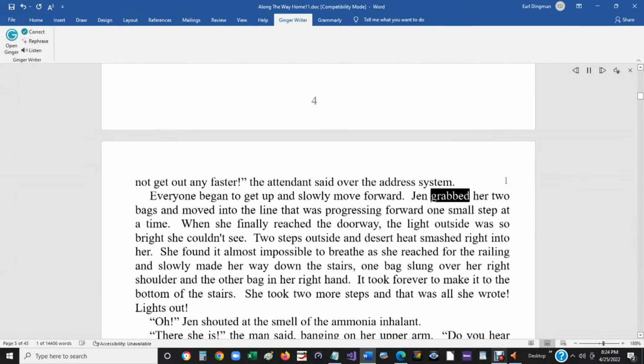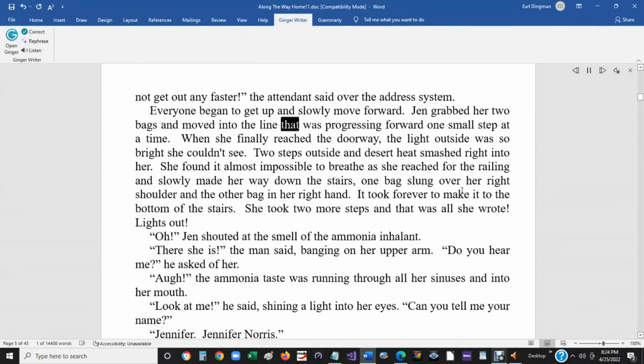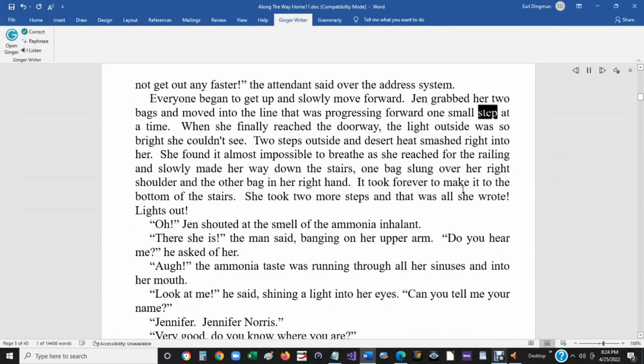Jen grabbed her 2 bags and moved into the line that was progressing forward one small step at a time. When she finally reached the doorway, the light outside was so bright she couldn't see. 2 steps outside and desert heat smashed right into her.